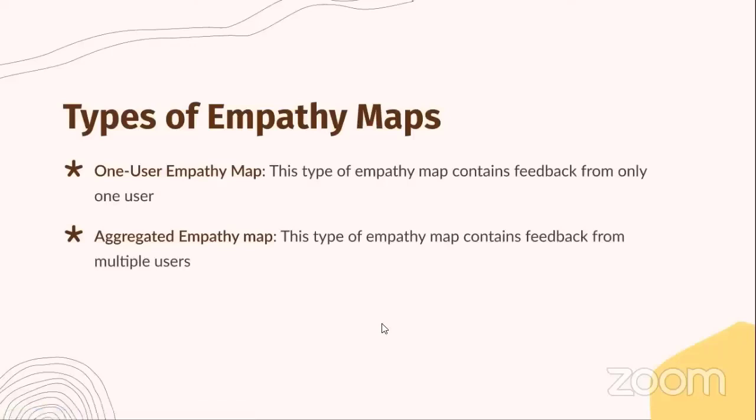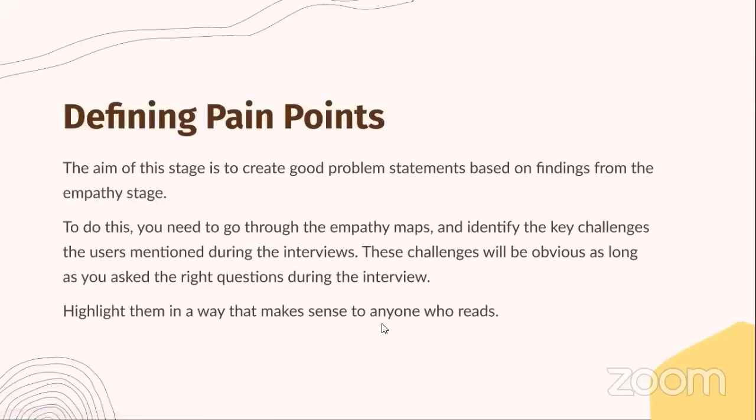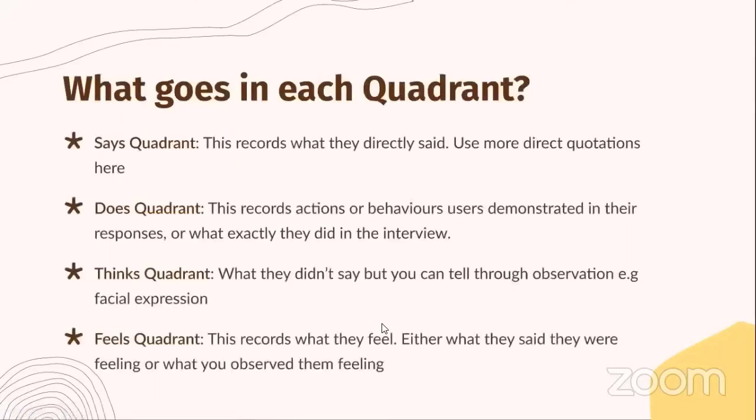Okay, now let's talk about what goes in each quadrant. Now the says quadrant records what they said. And here you want to try as much as possible to use direct quotations, exactly what they said, in quotes. You can quote them verbatim, or you can paraphrase, whichever works for you, as long as you're putting the right ideas in your map.